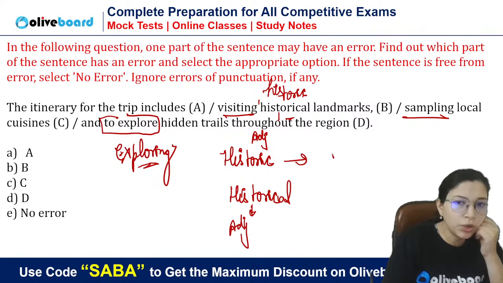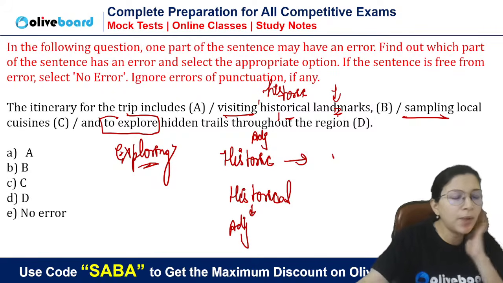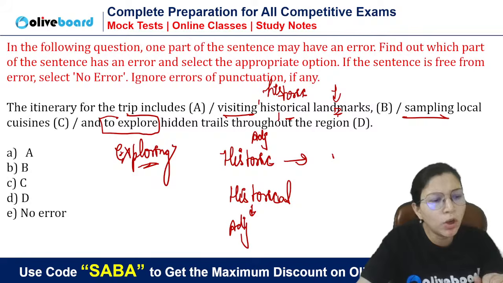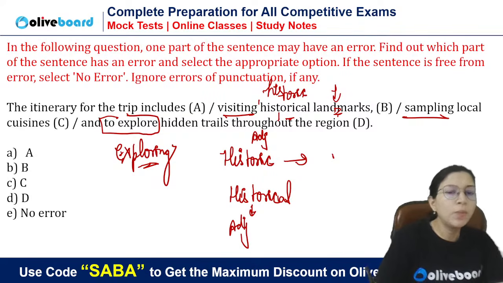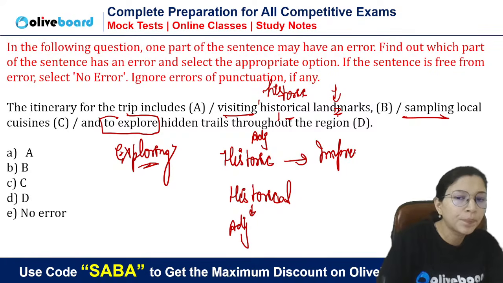Historic means related to history. So history only, no? These spots are historic means, so don't we need ancient landmarks? Now, if you visit the Taj Mahal, is it a historical monument or a historic monument? See, you people are telling me the opposite meaning. Historic we call impressive, great.